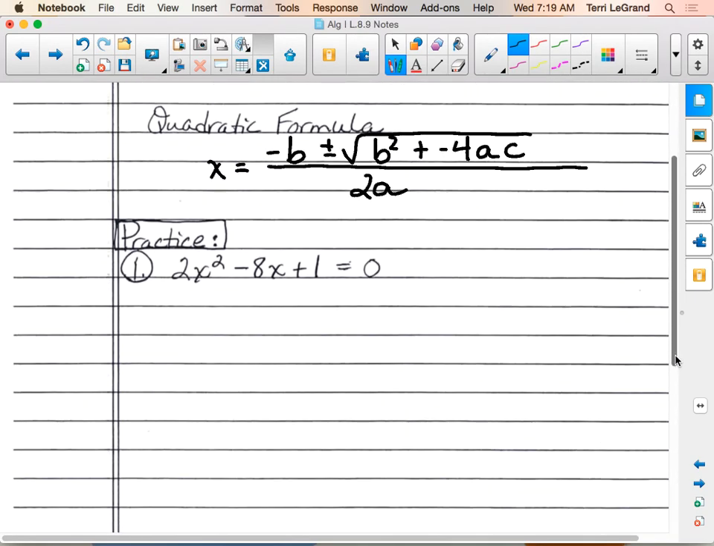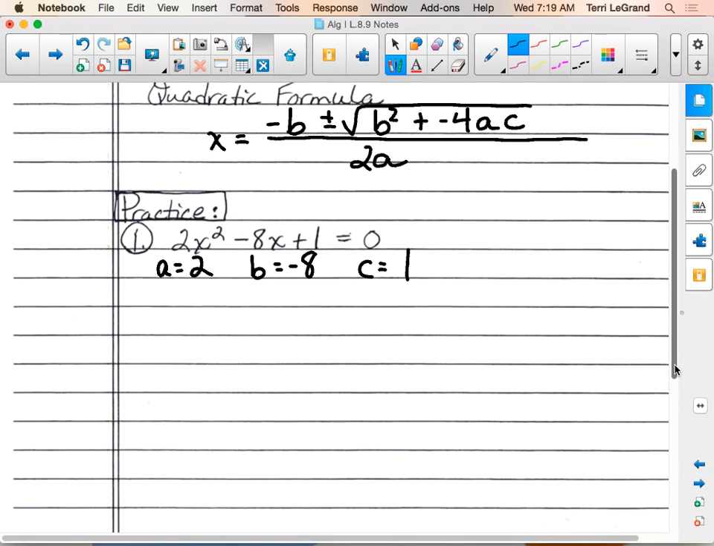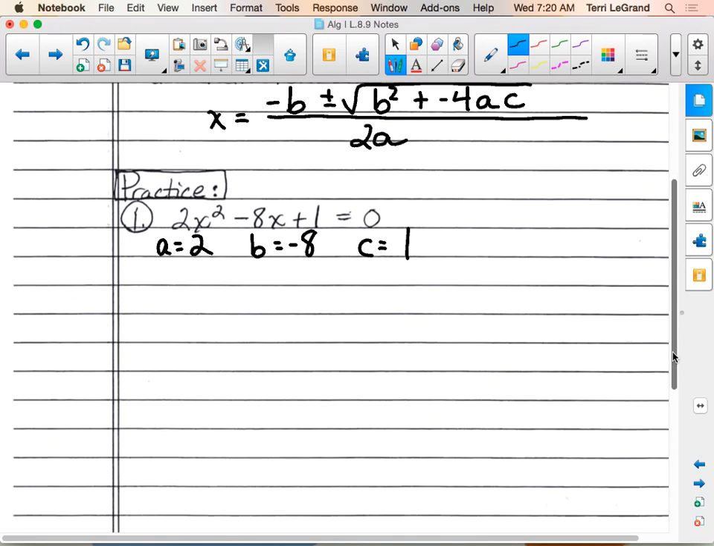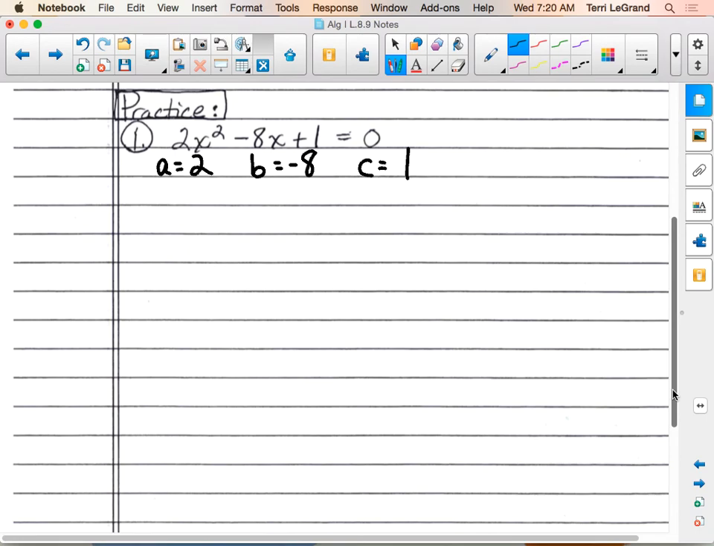Okay, the first one we have here, we do have a quadratic already set equal to 0, so we can just go to identifying our a value, our b value, and our c value. So again, very critical that we first of all have it set equal to 0, and then that we identify those properly, so that when we substitute them into our formula, we're going to be successful.